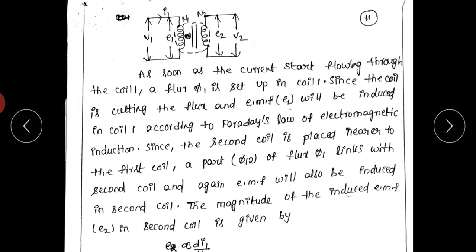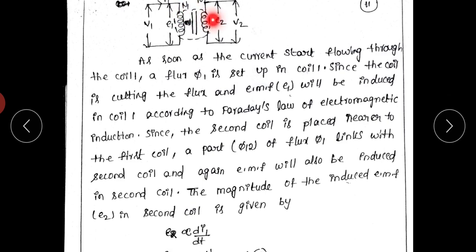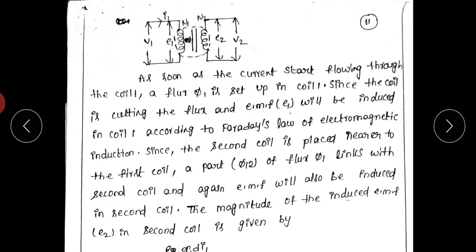Whenever two coils are placed nearer to each other, mutual inductance exists. So the circuit has two self-inductances and two mutual inductances. The first coil's self-inductance is L1, the second coil's self-inductance is L2. The mutual inductance from first coil to second coil is M12, and from second coil to first coil is M21.